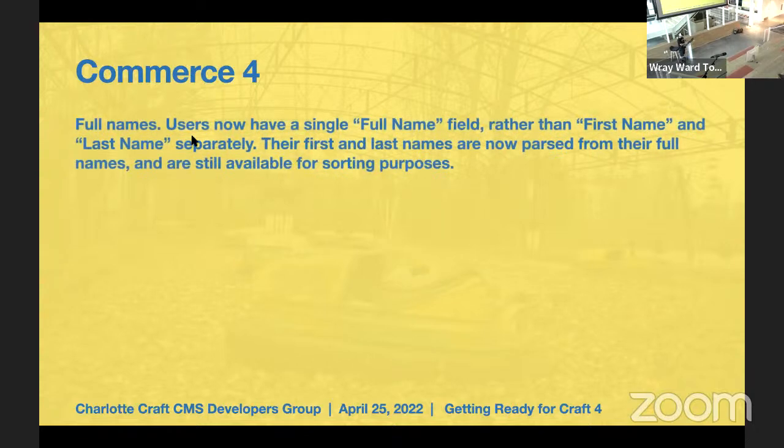Full names, which is cool. I really hate having to have first name and last name. I'm working on a Commerce thing right now, and they're like, can you put full name in? And I'm like, no. They're like, why won't you do that? And I'm like, it's not me that decided that. It's Commerce. They have to have first name and last name. So you can still use them for sorting purposes, but they parse them automatically now from the full name field.